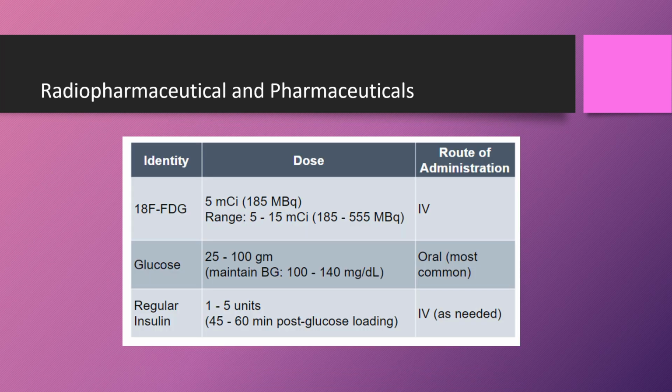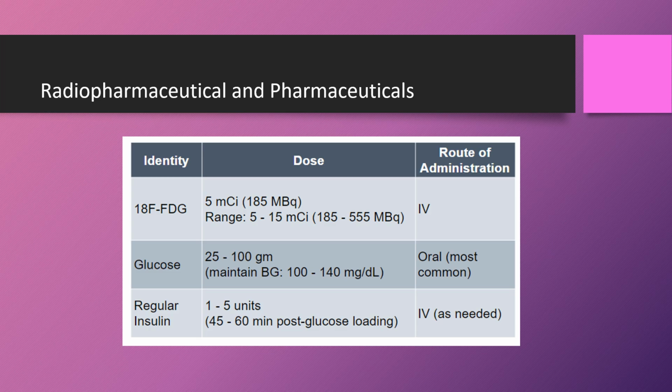So these are the radiopharmaceuticals and pharmaceuticals that are used. F18 FDG: typical dose is 5 millicuries, but the range could be 5 to 15 millicuries. And then the administration is given IV.